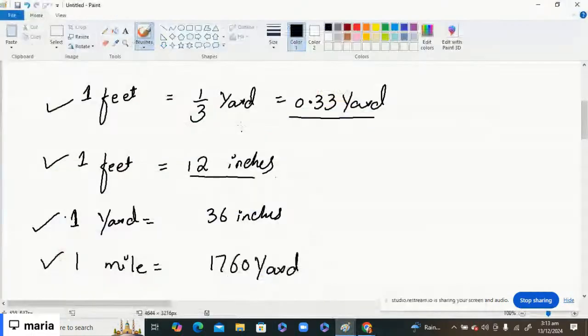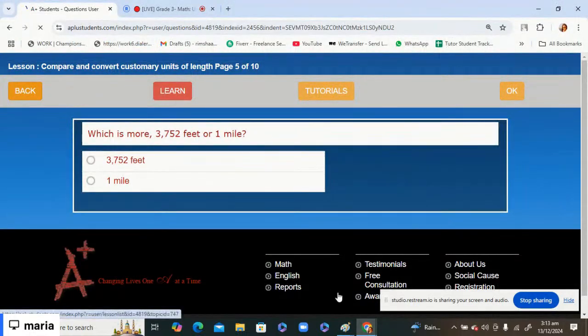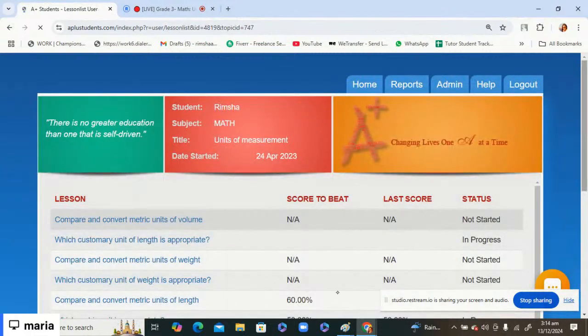For knowing this lesson, you need to understand these things. So take your notebook and pencil and write all these things down. I'm going to repeat it again. 1 foot is equal to 1 by 3 yard. 1 foot is equal to 12 inches. 1 yard is equal to 36 inches and 1 mile is equal to 1760 yards. Okay, when you know this, you will easily understand this lesson. Hope you guys understand. Let's discuss the next one. Solve the rest of the test questions regarding this lesson by yourself.